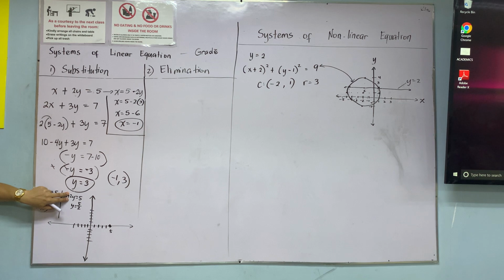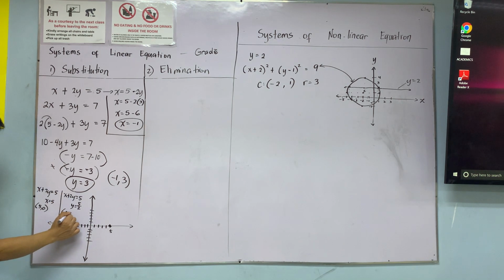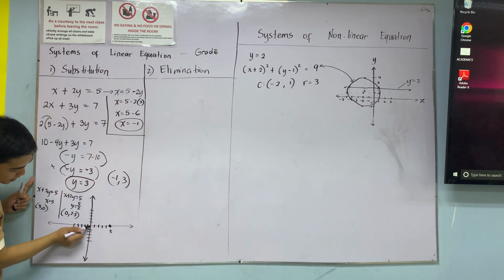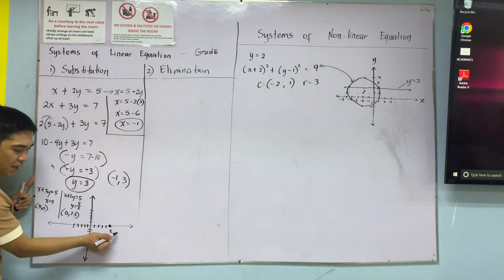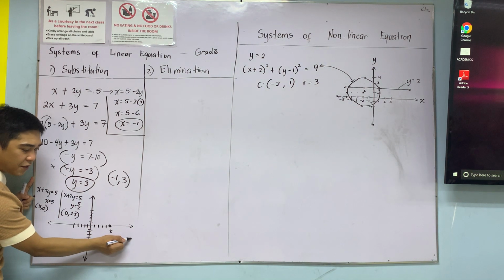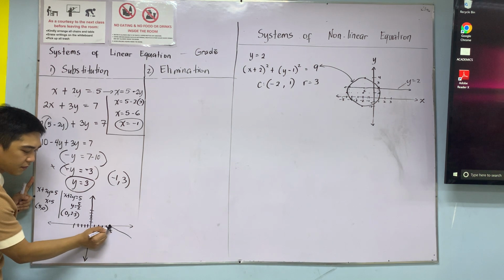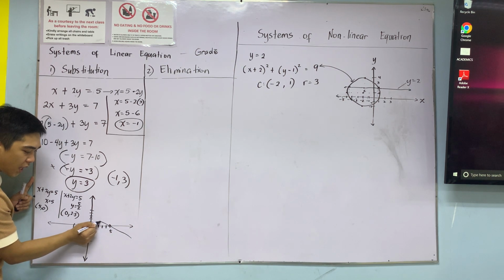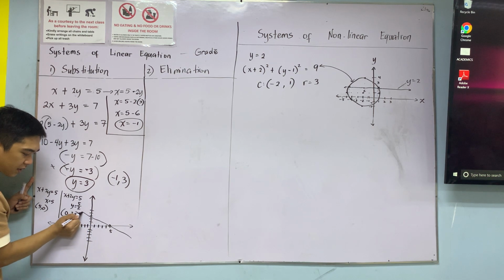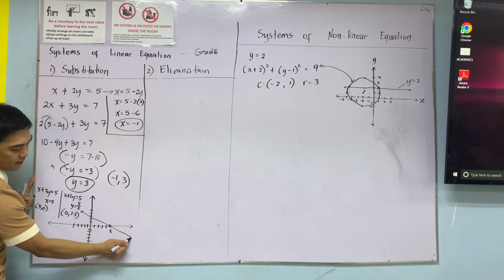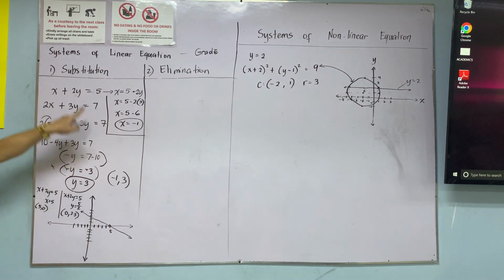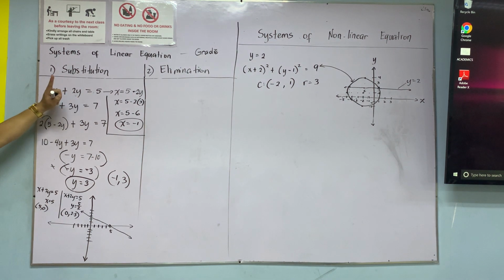In decimal, that is 2.5. So, ang coordinate natin, 0, 2.5. So, saan si 0, 2.5? 0, tapos 1, 2.5. Andito siya. Gets? So, meron na tayong intercept. Ito yung magiging graph natin. Tatama dito. At pupunta dun sa another point. Yan yung line na x plus 2y is equal to 5.